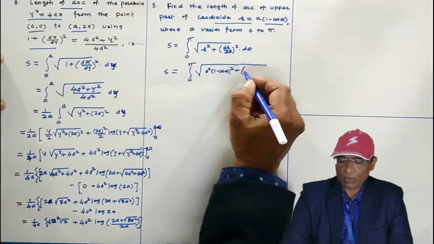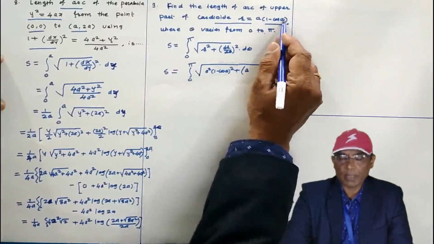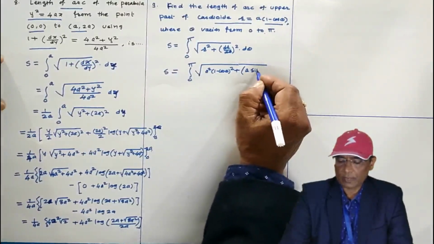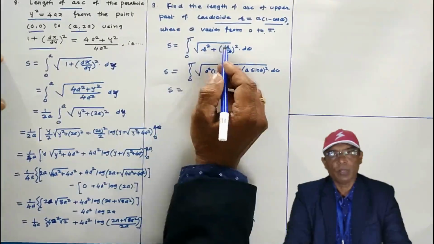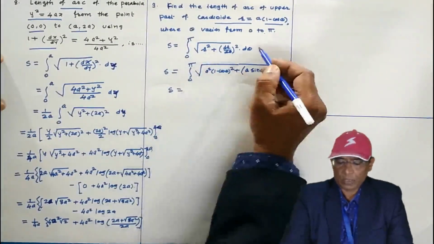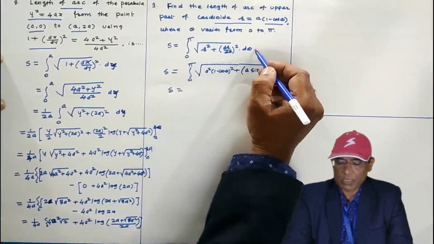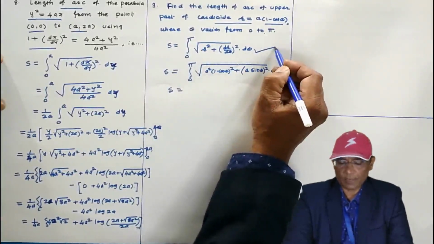A is a multiplicative constant, and the derivative of minus cos theta is plus sin theta. Okay, this problem is for the offline examination. Some part may be asked in the examination, meaning this integral may be asked in the examination.